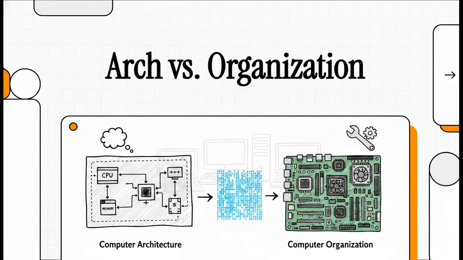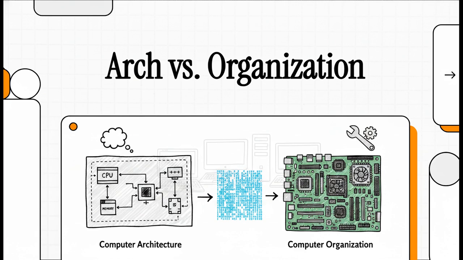Welcome to This Explainer. If you've ever stopped and wondered how a sleek, brand new gaming laptop and a clunky 10-year-old desktop can both run the exact same version of Windows perfectly, well, you're in exactly the right place. Today, we're definitively untangling two of the most commonly confused terms in computer science: computer architecture and computer organization.